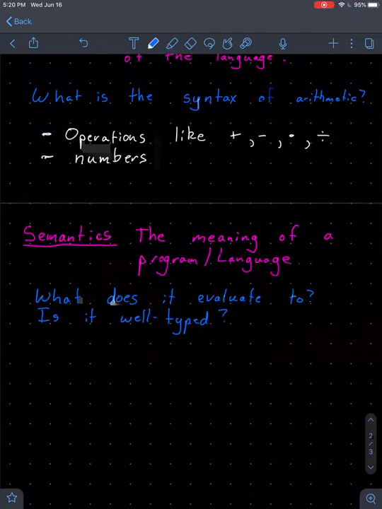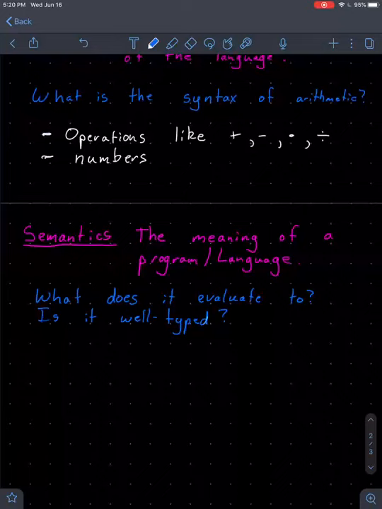Another thing we might care about is, is it well formed, right? Does it make sense? I shouldn't have two plus operators in a row, right? That would be nonsense in the arithmetic world. So, is a syntax well formed? That's a semantic question, which is an interesting little point.